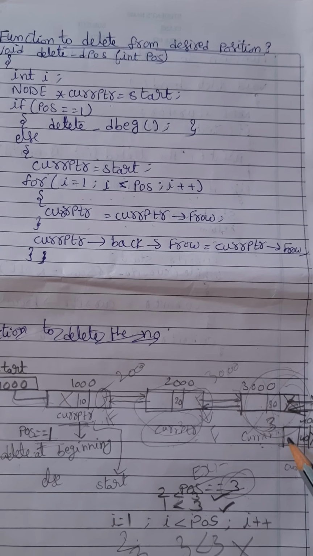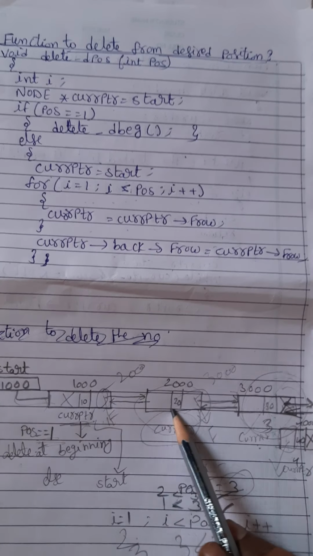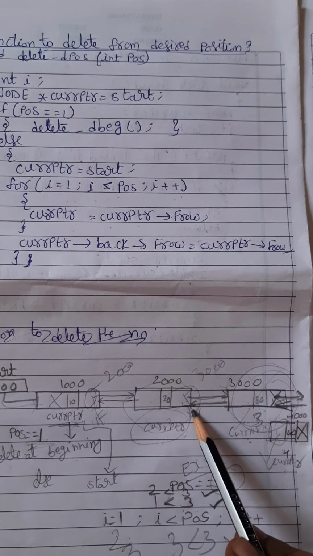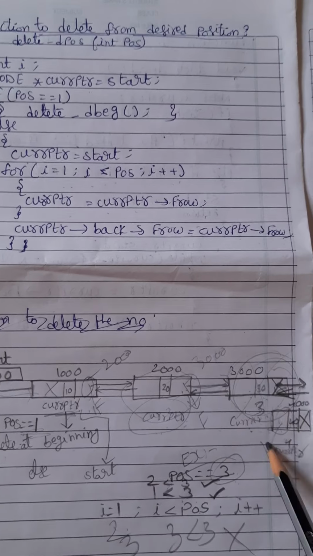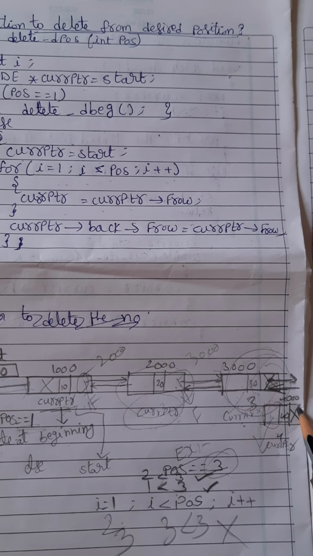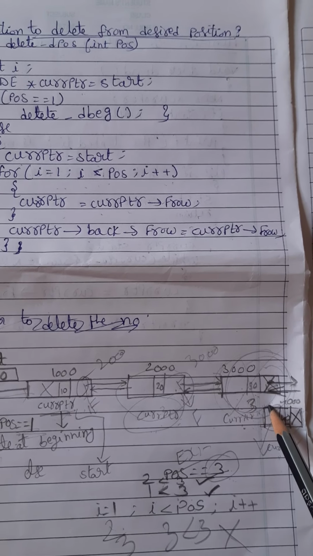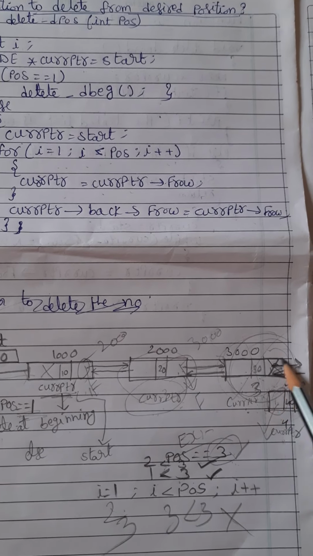Now back, current pointer to back. This is the back to fro. This will become the fro. This is back and this fro will become the current pointer to fro. That means here now we have moved to the next position after deleting the third position node. Based on the position we have given as 3, the third node will get deleted.